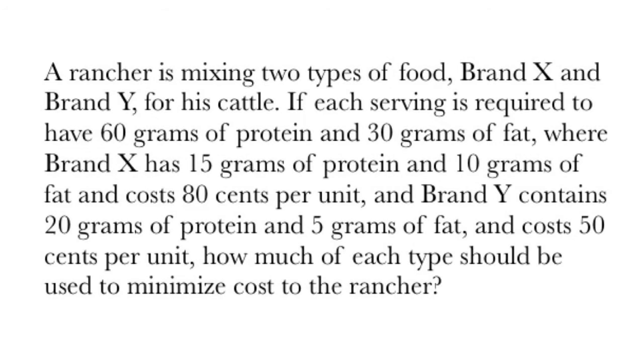A rancher is mixing 2 types of food, brand X and brand Y, for his cattle. If each serving is required to have 60 grams of protein and 30 grams of fat, where brand X has 15 grams of protein and 10 grams of fat and costs 80 cents per unit, brand Y contains 20 grams of protein and 5 grams of fat and costs 50 cents per unit. How much of each type should be used to minimize cost to the rancher?